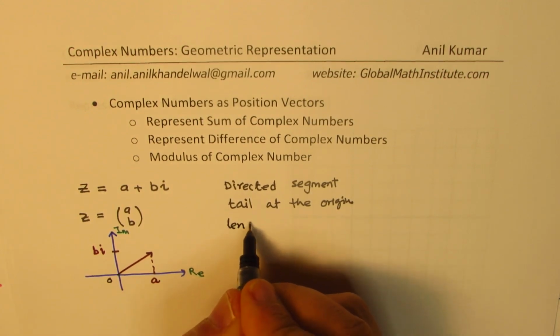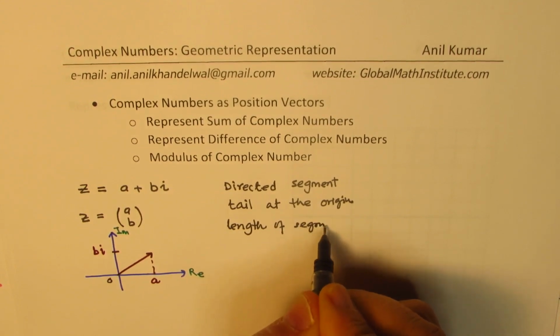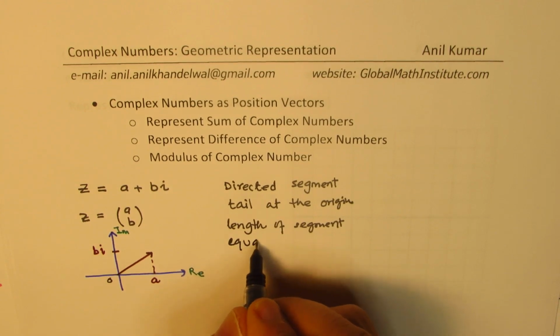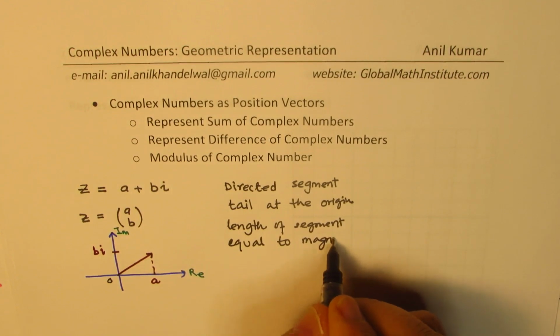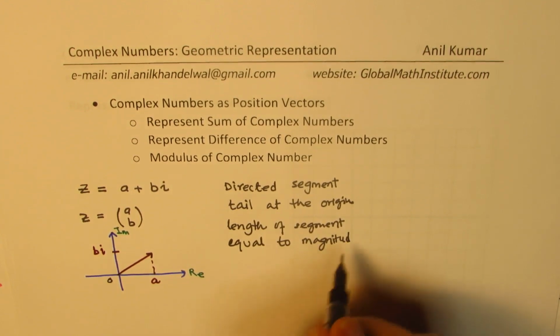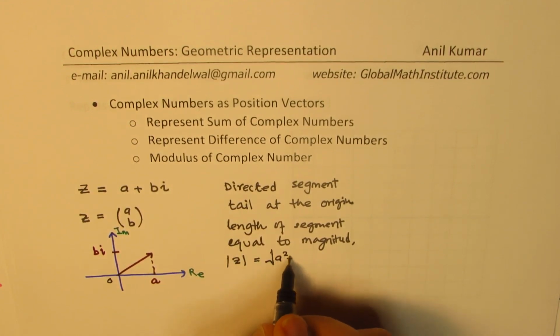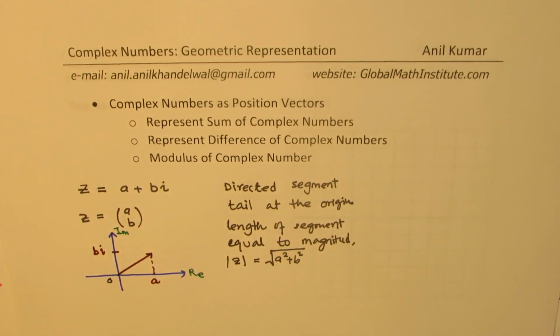And length of segment equal to magnitude of vector. Normally magnitude will be the absolute value written like this. In this case the magnitude will be the square root of a squared plus b squared. Correct? So that is the directed vector and we call this the position vector.